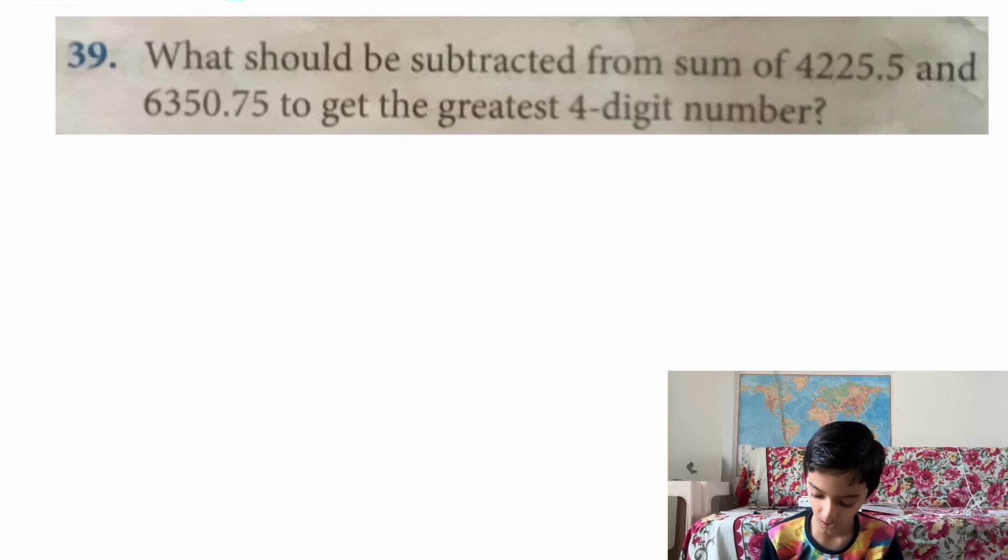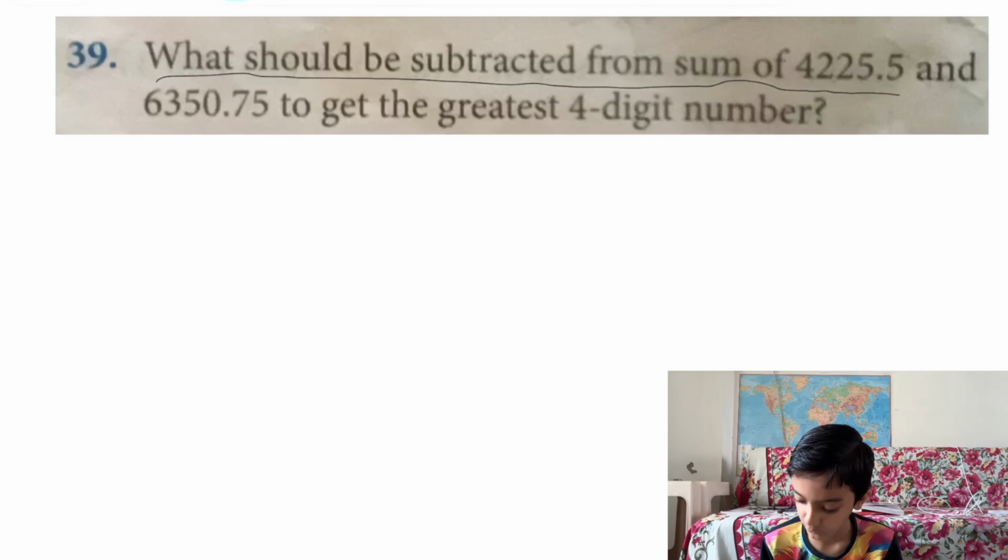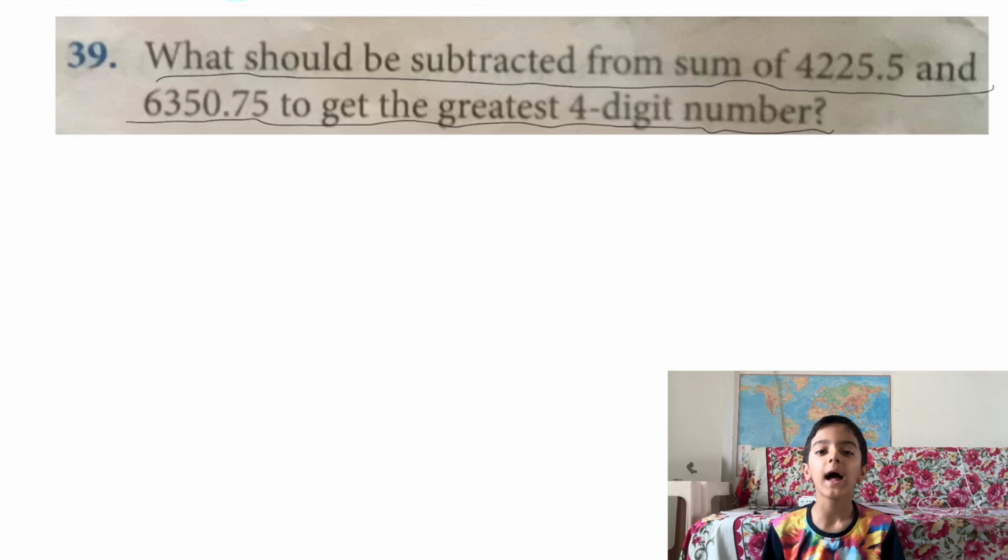The question was, what should be subtracted from the sum of 4225.5 and 6350.75 to get the greatest four-digit number? To find the answer of this question, first of all, we will do the sum of these two decimals.